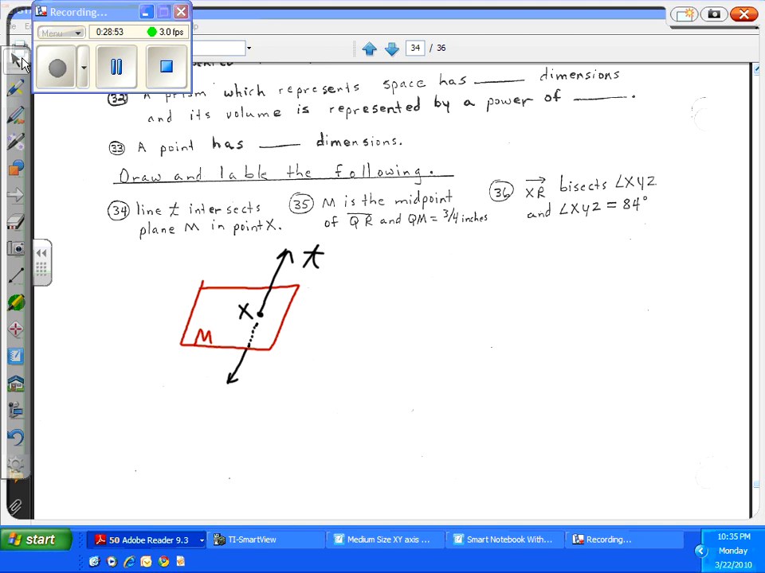Now on the next one, it says M is the midpoint of QR, and QM is 3/4 inches. Now when it says 3/4 inches, then I want it exactly 3/4 inches. And I'm going to blow this up just a little bit. If this was a ruler and this was at 0 and you had your 1 mark right here, then halfway between that 1 mark is going to be a half, and half of a half is a fourth, and half of a fourth is an eighth, and half of an eighth is a 16th. And you have to know that to be able to measure.